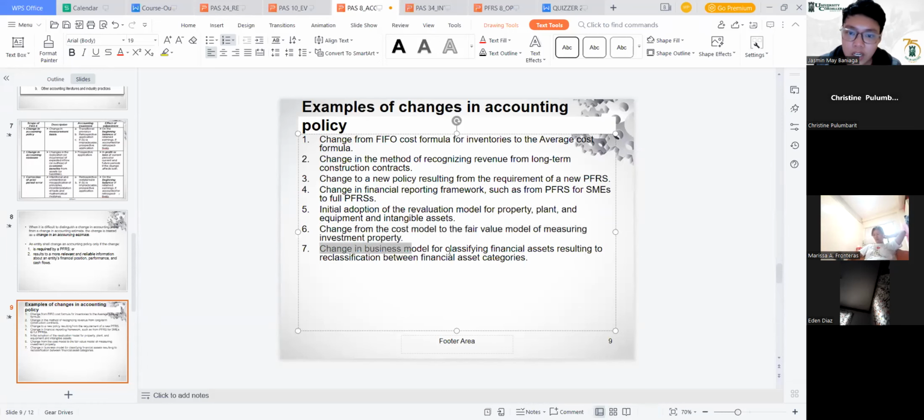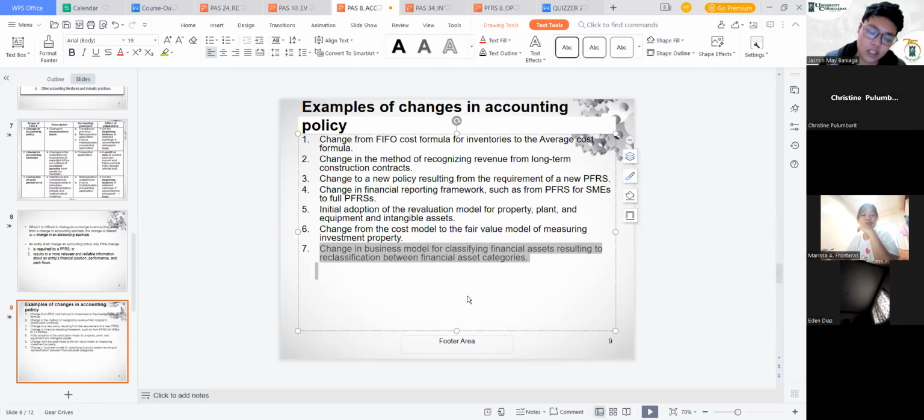And number 7, change in business model for classifying financial assets, resulting to classification between financial asset categories that is under PFRS 9 for financial instruments guide. Sometimes we are changing the fair value changes in profit or loss or as other comprehensive income, parang ganun yung cases niya. Kaya if there are changes with such, ayan, it's considered a change in accounting policy. Okay?